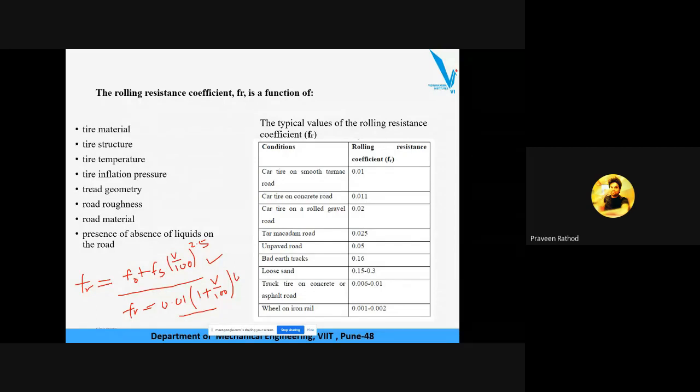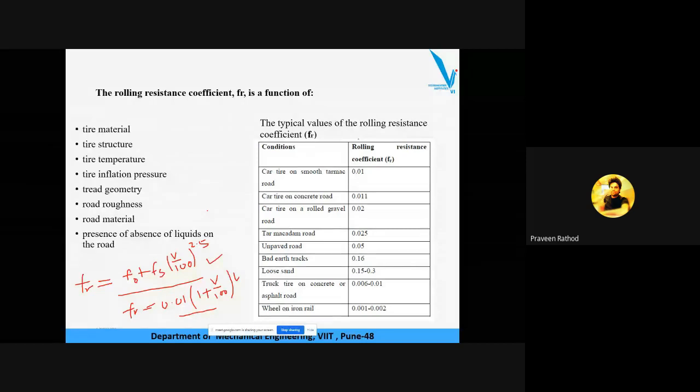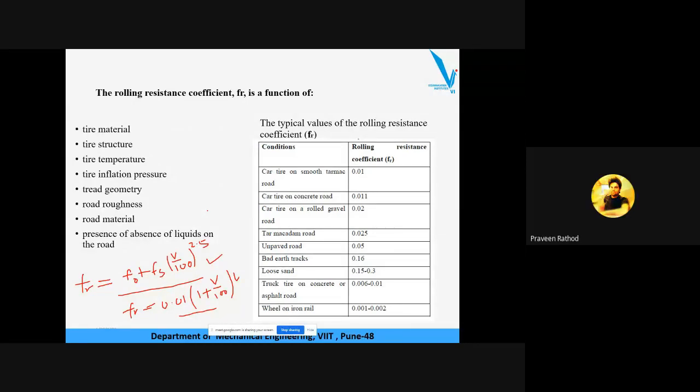So can anyone let me know how you are going to reduce the rolling resistance to improve the performance of the vehicle? Good condition of road. Yes, correct.